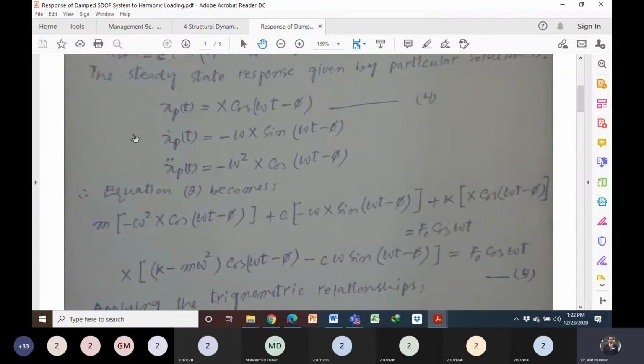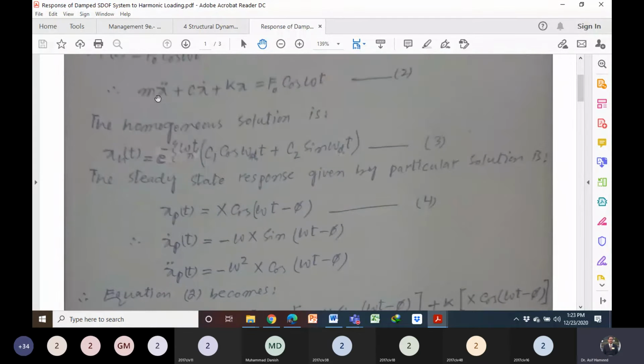Any question about this one? Clear? Can you find out the velocity and the acceleration? Simple. Capital X as it is, cosine omega t minus phi. The derivative is sine omega t minus phi, and then the derivative of omega t, that is omega. So this is minus omega capital X sine of omega t minus phi. One more time, you can take the derivative and we have the acceleration.